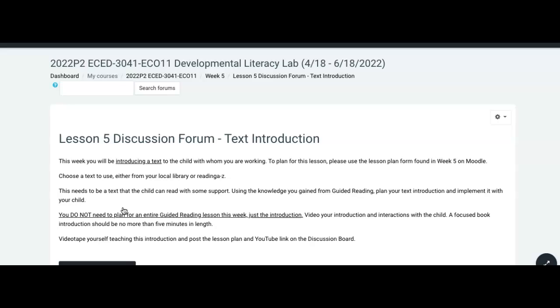Again, this week you are only going to plan the introduction, not the entire guided reading lesson. You're just introducing the text to the student. If you have questions, please ask me.